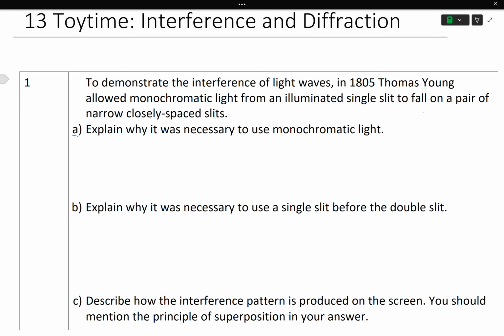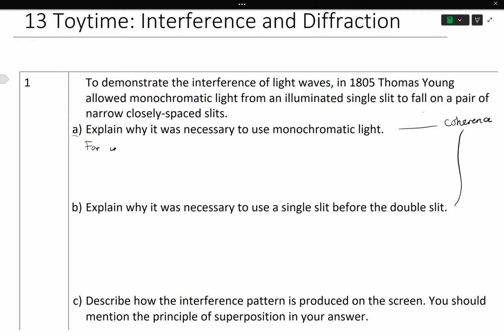So to a certain extent, the answer to both of these questions is because we need to achieve this coherence of the light that comes from the double slit. So firstly, why does it need to be monochromatic?